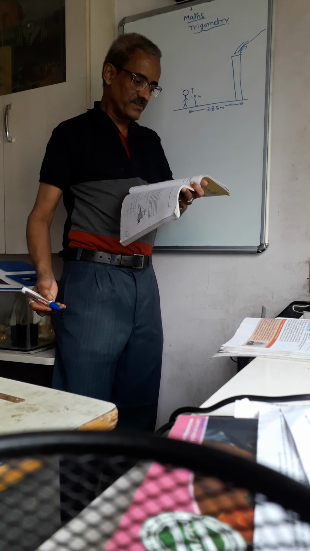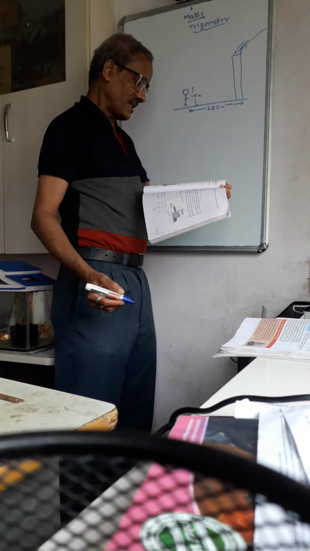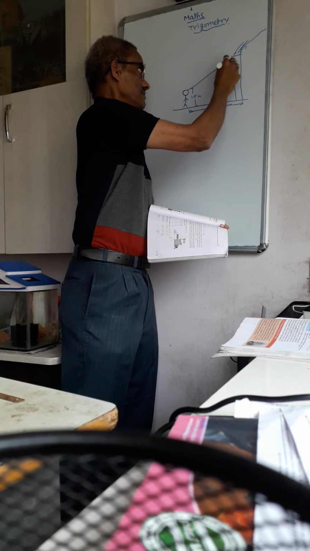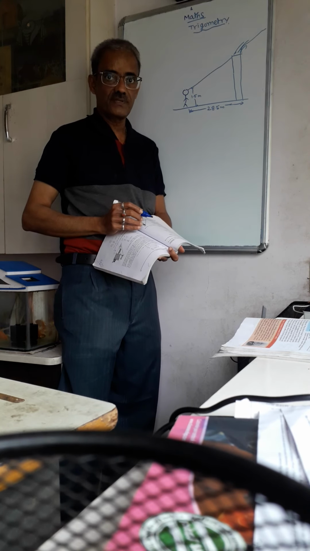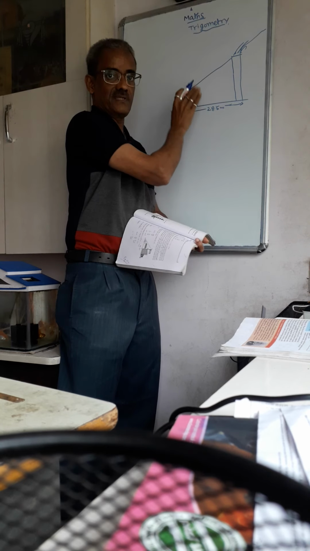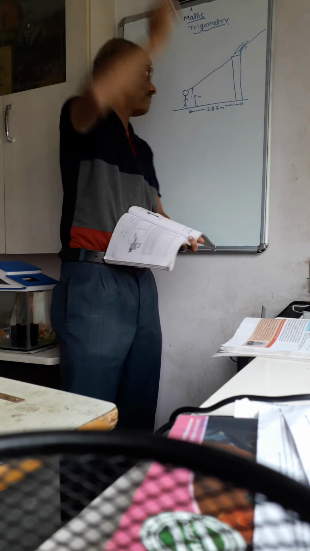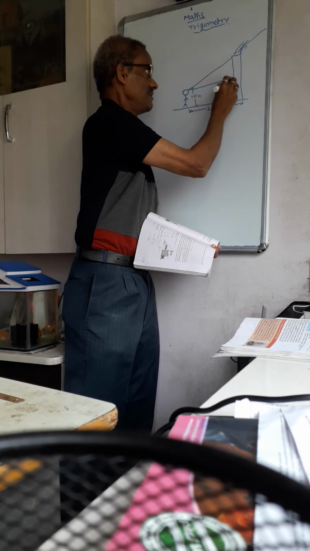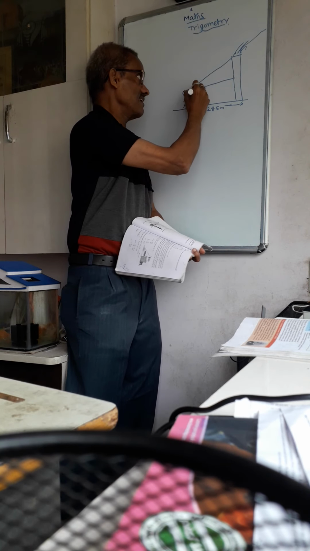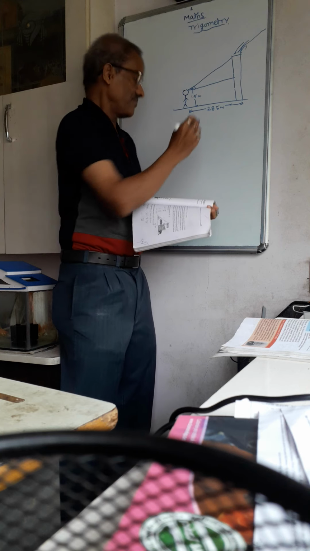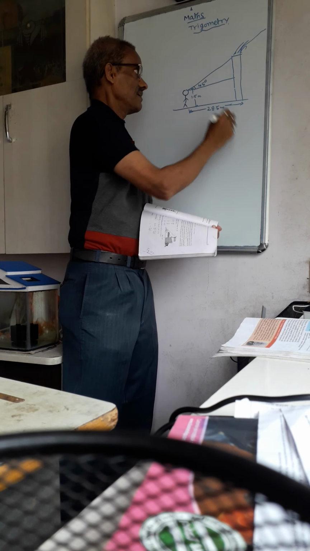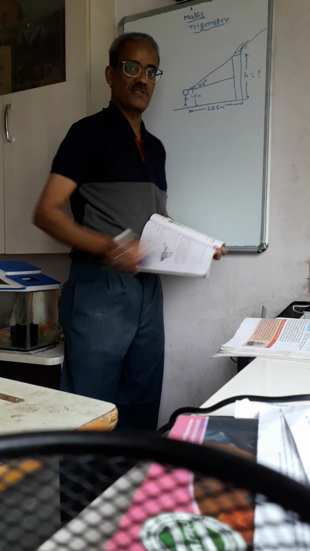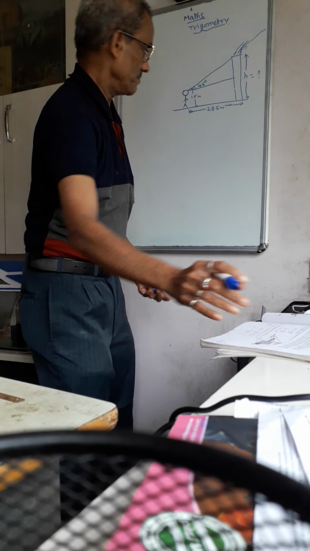Now the angle of elevation of the top of the chimney from his eyes is 45 degrees. The angle of elevation is the angle when we look upward. So from the horizontal level at his eyes, the angle of elevation is 45 degrees. Now they are asking what the height of the chimney is. So how to do this sum?